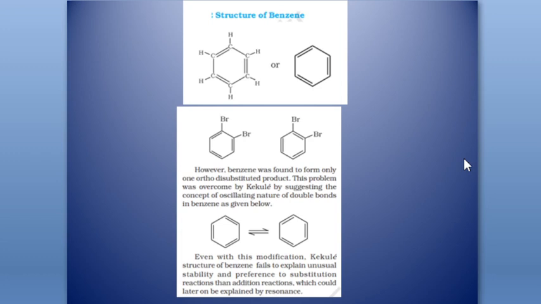Next come to the structure of benzene. There are two mesomeric forms of the 1,2-dibromobenzene. However, benzene is found to form only one ortho-substituted product. This problem was overcome by Kekulé structure.